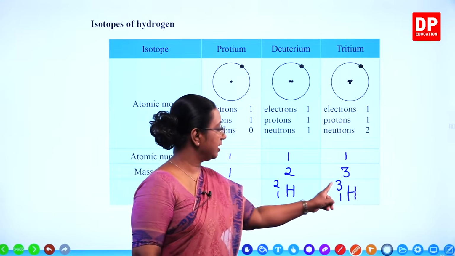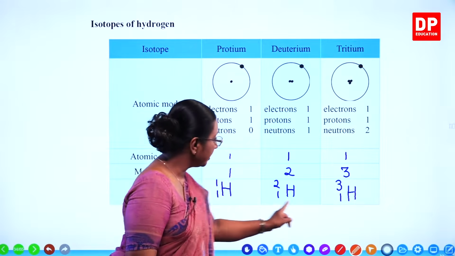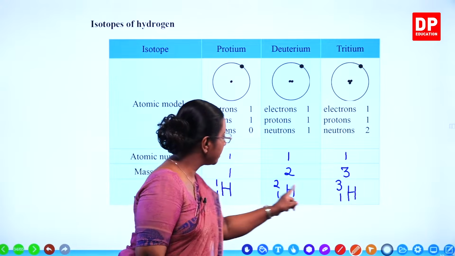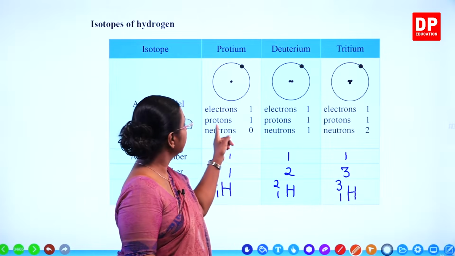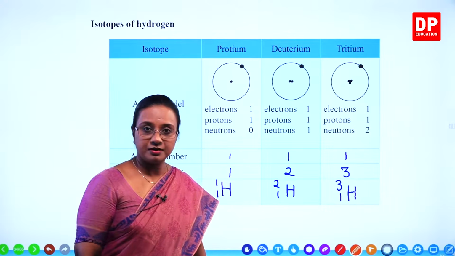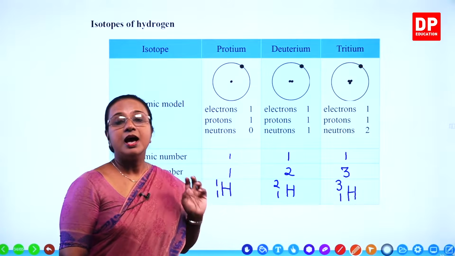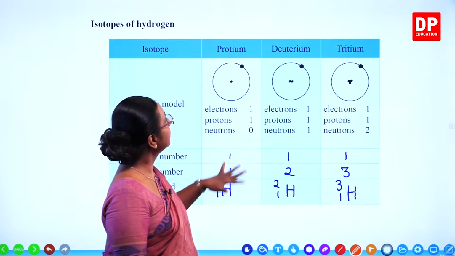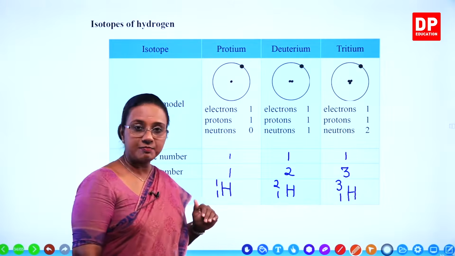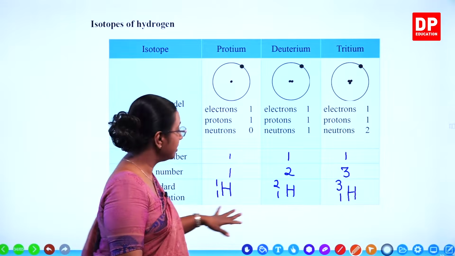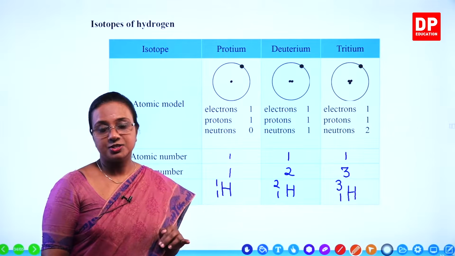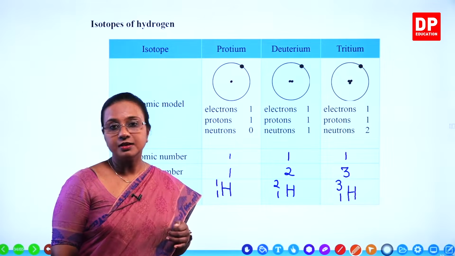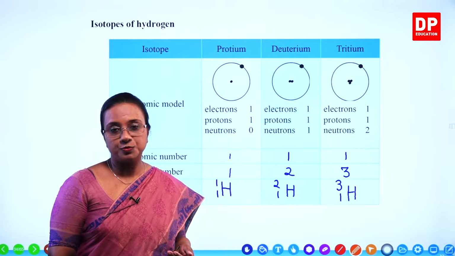Protium, deuterium, tritium. Atomic numbers are same, protons and electrons are same. Mass numbers are different because the number of neutrons are different. So here you can see hydrogen has 3 isotopes. You should remember the names, the number of subatomic particles and their standard representation. With this, we finish the discussion on isotopes.